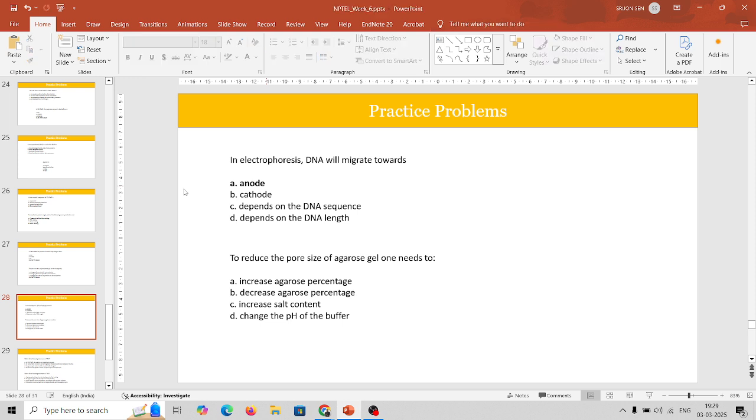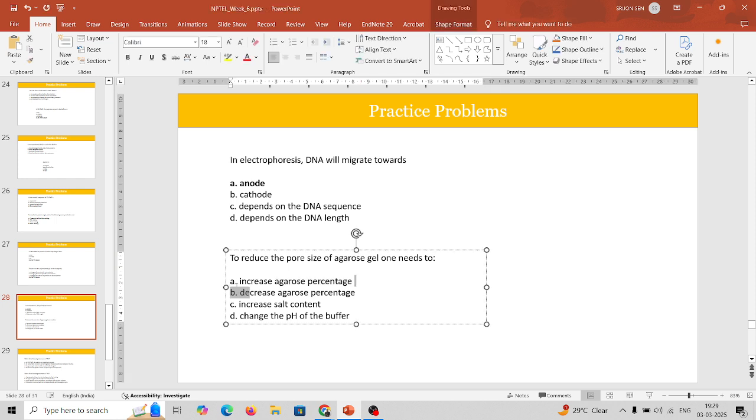Absolutely. Okay. Now, to reduce the pore size of agarose gel, what do you need to do? Increase agarose percentage, decrease agarose percentage, increase salt content, change the pH of buffer. Exactly. To reduce the pore size, you need to increase the agarose percentage. Very good. So A is correct.